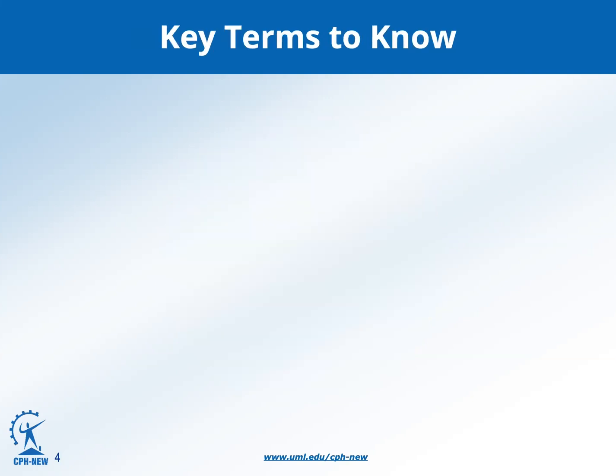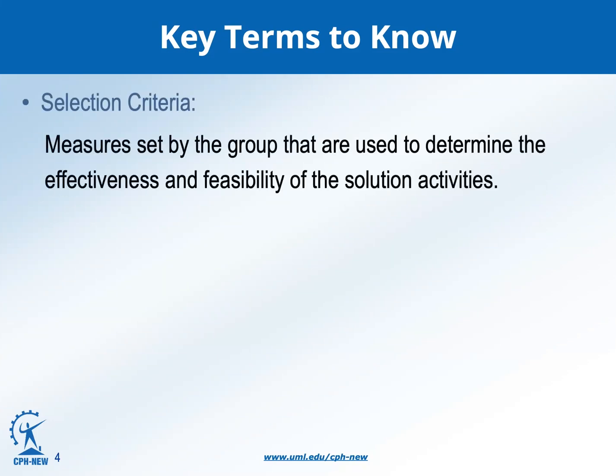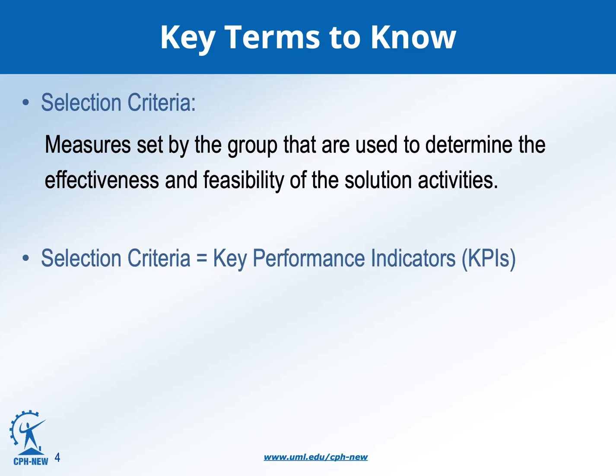Before we begin, there are some key terms you should know. Selection criteria are evaluation measures. The design team sets and uses selection criteria to estimate the expected effectiveness and feasibility of the solution activities that were brainstormed in Ideas Step 2. Selection criteria are the same as key performance indicators, a term preferred by some organizations. In the Ideas process, we consider 4 types of selection criteria.